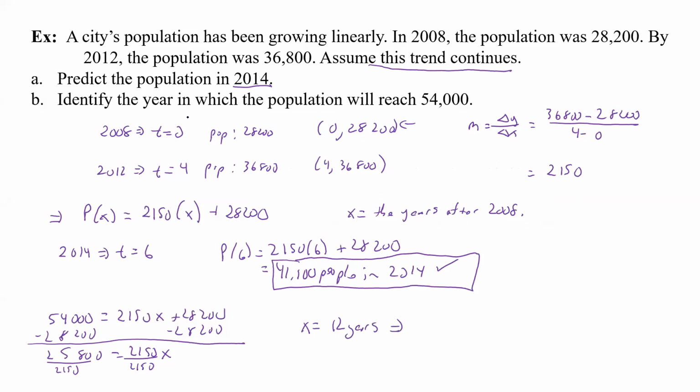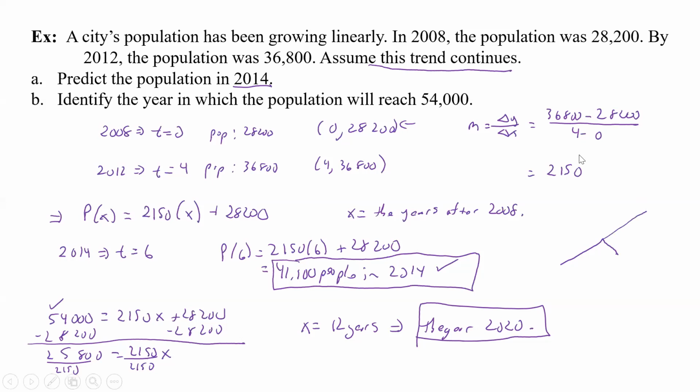But it asks what year. So 12 years after 2008. So 12 plus 2008. So that's going to get us the year 2020. Okay, so that's when our population will hit that 54,000. And again, we have to assume that trend continues. Otherwise, it might be going up and then all of a sudden it just drops. We don't know why, maybe whatever it is. And so we have to assume that it continues to go up no matter what, and it doesn't do that dropping off.